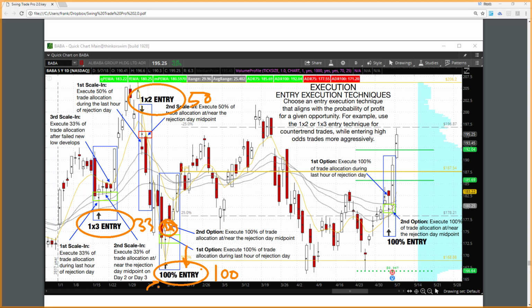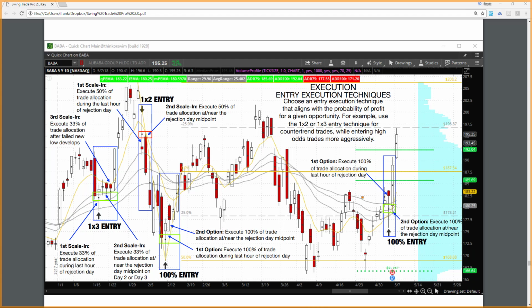Again, I would use a 100% entry at those times when you have significant odds in your favor, or you're leaning up against significant support, those types of things. A significant rejection day where you're very confident, go ahead and enter the entire trade allocation. But on counter trend trades, or maybe when you think that the market has a great opportunity to bounce, but it may not be the home run you're looking for, then perhaps you can build in a position in parts, either 2 or 3 scales.